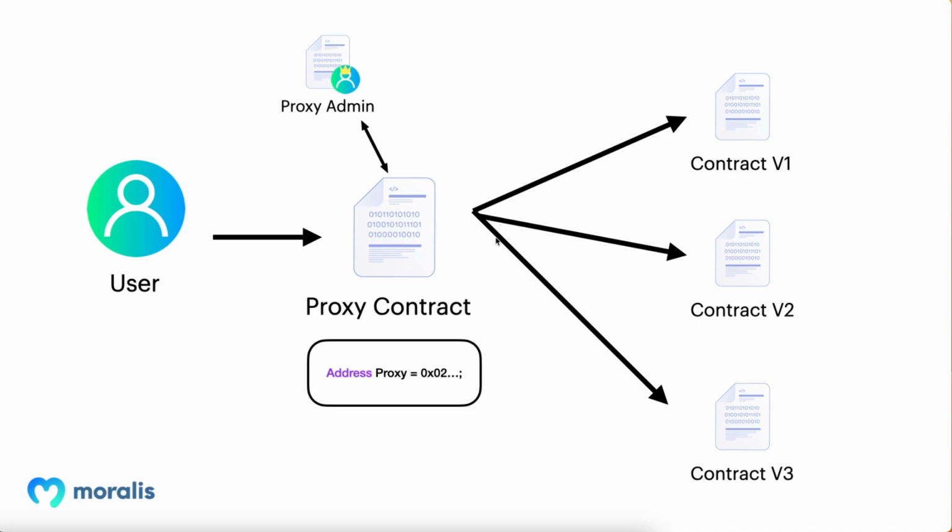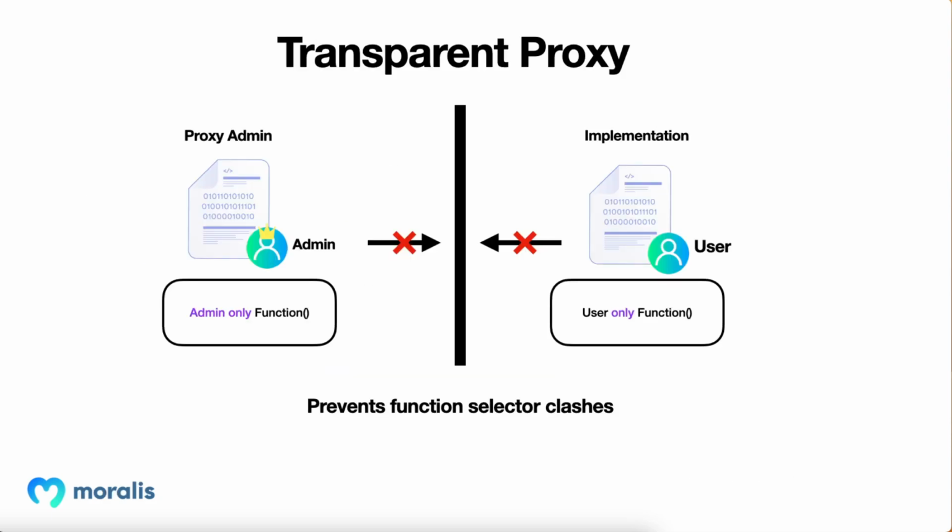In this context, we have different actors here. First, we have the user, which is going to be the one interacting with your dapp. We have the proxy contract, which is going to point to the different implementations. We have the implementation contracts, and we have the proxy admin, which is going to determine the rules of the proxy. On today's tutorial, we are going to use the transparent proxy approach.